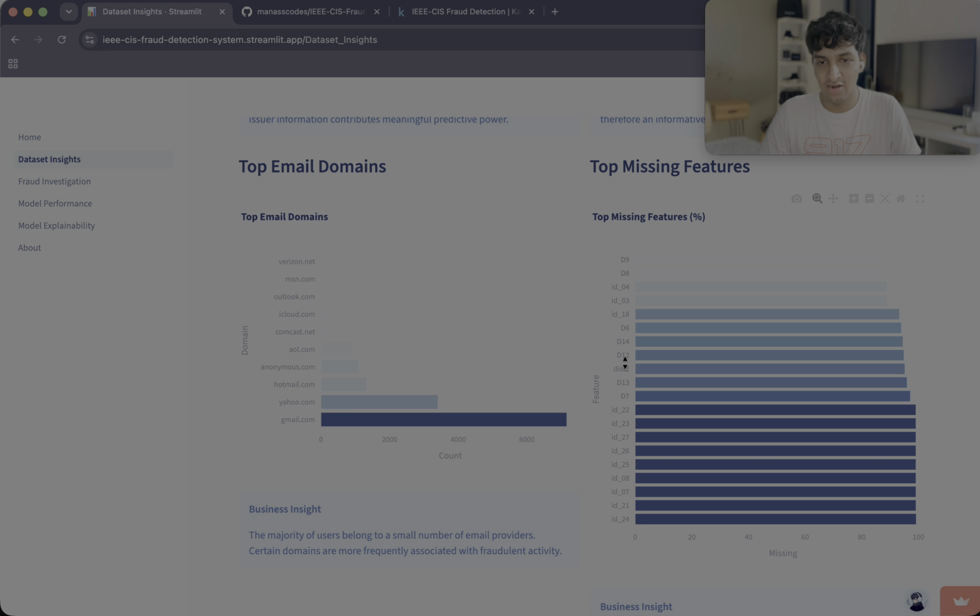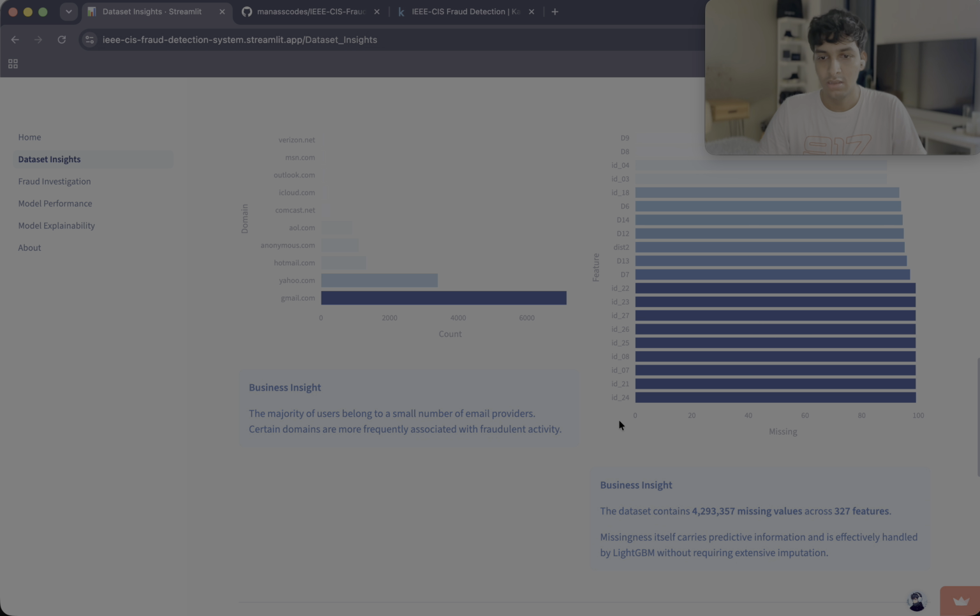There are these kinds of columns. Obviously, as I said, for a normal user this column information will not make any sense because this project is only made for fraud analysts. The dataset is given by the bank, so they might know what the features are about. You can see the dataset contains 4,20,2957 missing values across 327 features.